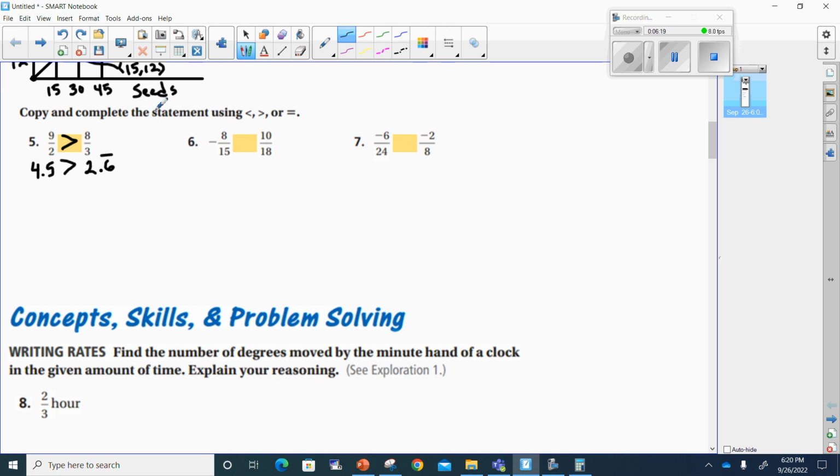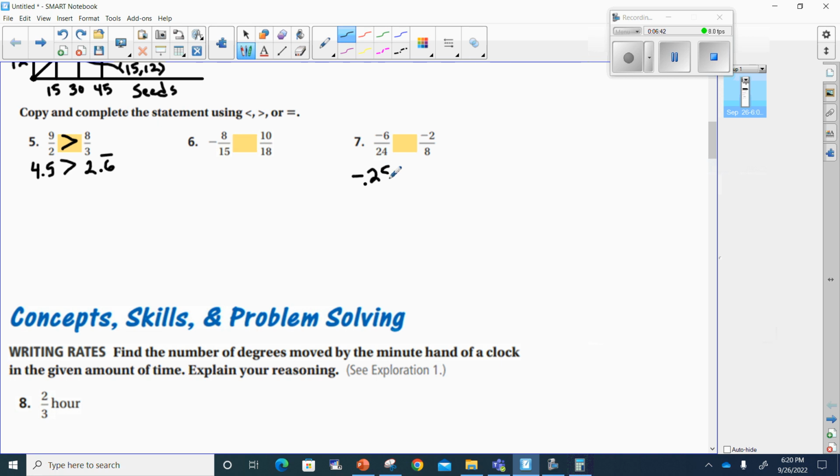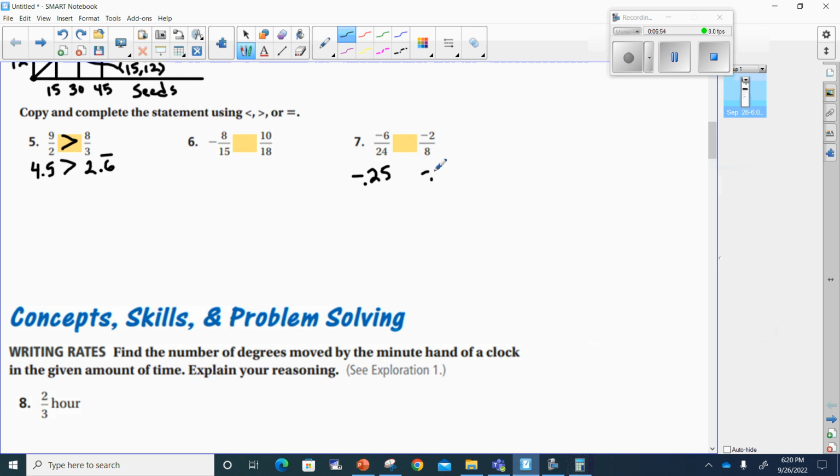All right. I got number 7 to do here. Once again, I'll go ahead and solve these. I got -6 divided by 24. This is a -6, so I know my answer is going to be negative. And 6 divided by 24 will give me, I'm thinking 1/4, yeah, 25%, 0.25. And I got -2 divided by 8. I don't think it's going to be that different. Still 0.25. And it's also negative. So that means these two are equal to each other, and that means these fractions are equal to each other.